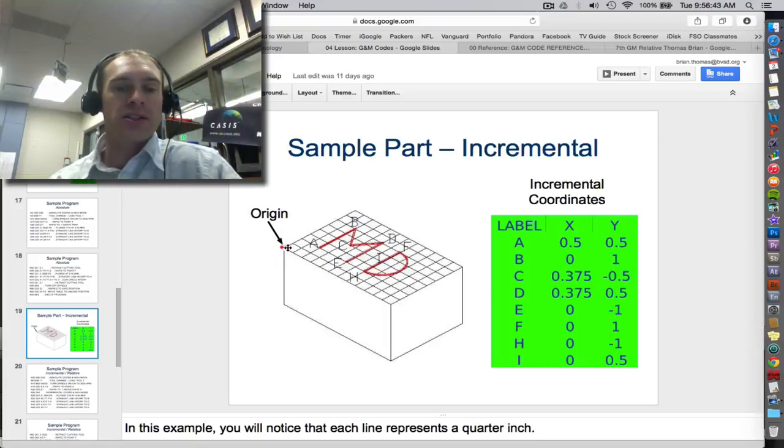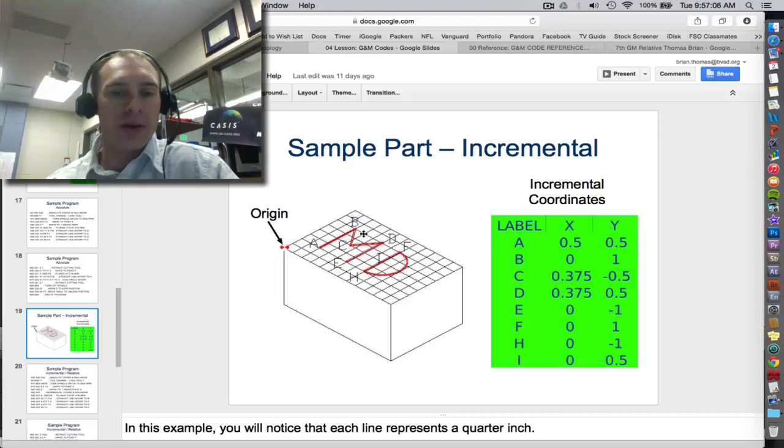So from the origin to get to point A, we have to move 0.5, 0.5, because each one of these is a 0.25 unit on this graph paper. So we move right 0.5, up 0.5. But then to get from A to B, we don't have to go left and right at all. So the x is 0. But we go up 1 inch, because it's 4 times 0.25. So we go up 1 inch.